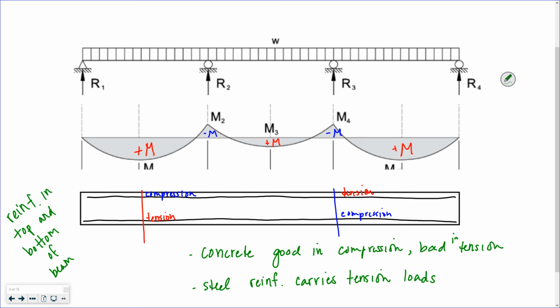So in this section of higher negative moment, the steel up at the top is going to be carrying that tension force, and in this positive bending, the steel on the bottom is going to be carrying the tension of the positive bending. Typically, we are going to assume positive bending. So we're going to be talking about steel in the bottom of the cross section.